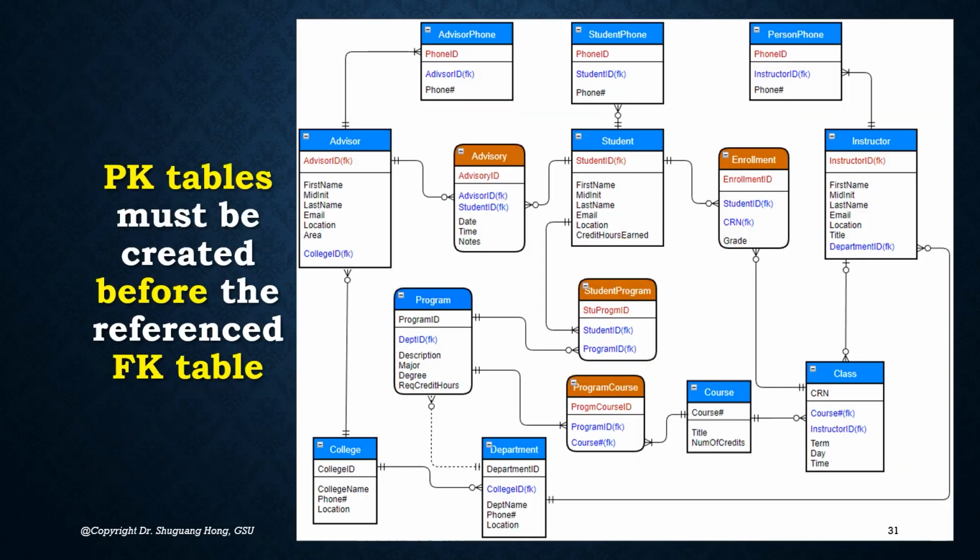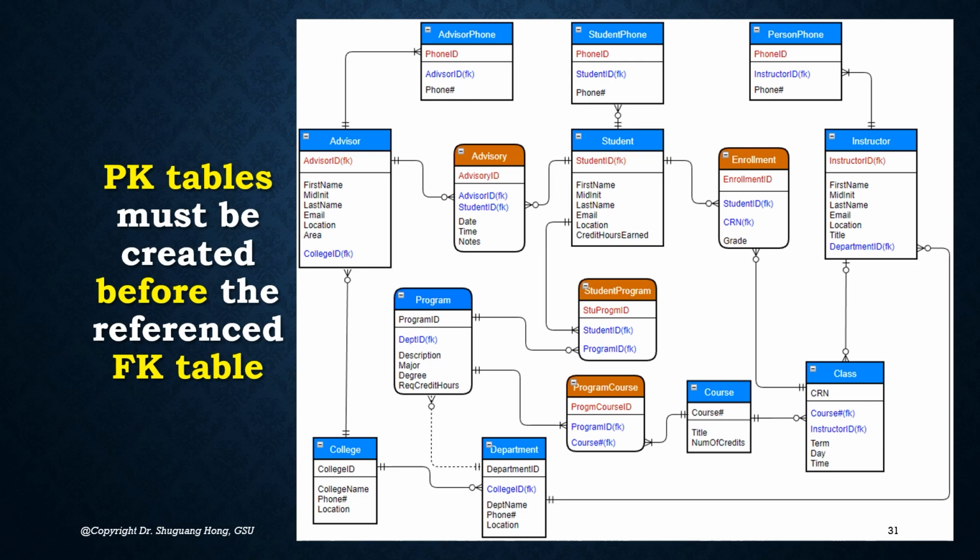The order to create relations matters. Because of the foreign key references, all primary key relations must be created before creating foreign key relations. Otherwise, the database would raise an error on not being able to find the referenced primary keys. Let's use the university database as an example. We can use the logical ER model to help us decide the order to create the relations.